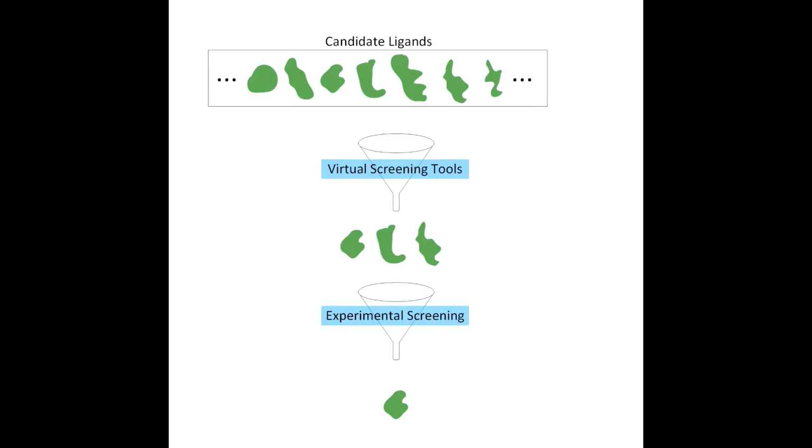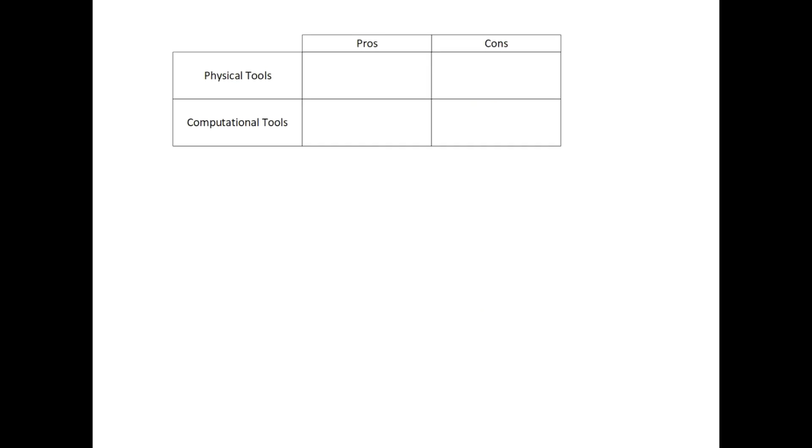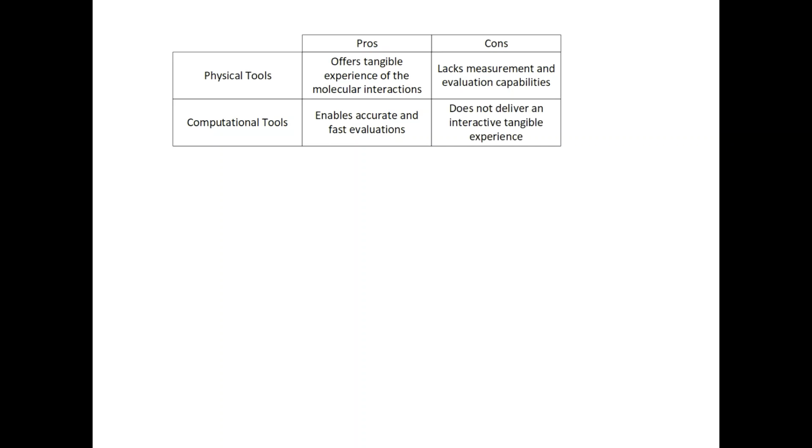The tools developed for this purpose can be categorized into two classes: computational and physical. Each category has its own strengths and weaknesses. Physical tools offer tangible experience of the molecular interactions, but they lack measurement and evaluation capabilities. On the other hand, computational tools enable accurate and fast evaluations. However, they do not deliver an interactive, tangible experience.